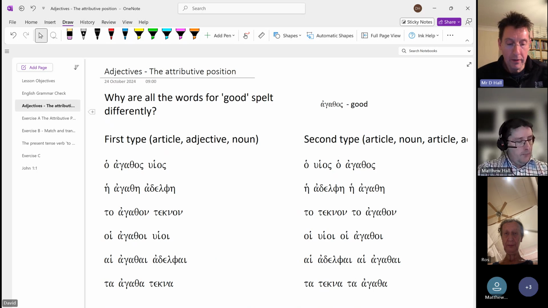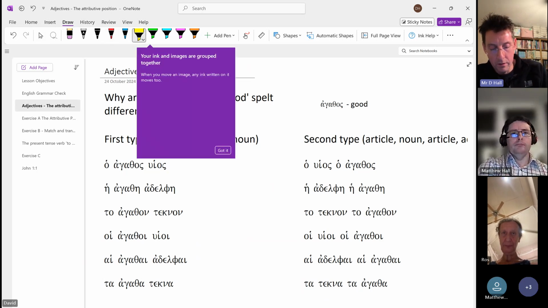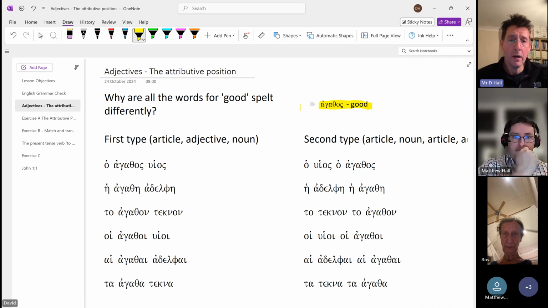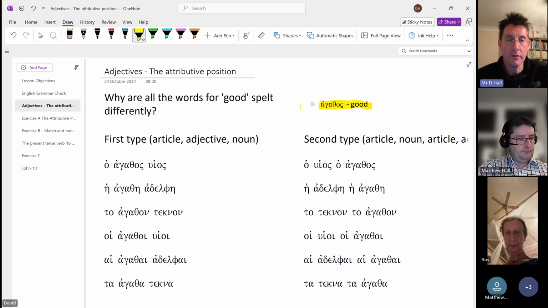Adjectives, first of all, if we think about the attributive position, just on the screen there's the word agathos, which you'll see highlighted here. So agathos is a Greek word for good. Unlike English, where we don't tend to change the spelling for describing a different noun, we'll use a good book, a good table, a good girl, a good house. They're all the same. We don't change the spelling of good, we use good. Unfortunately, Greeks don't do that.